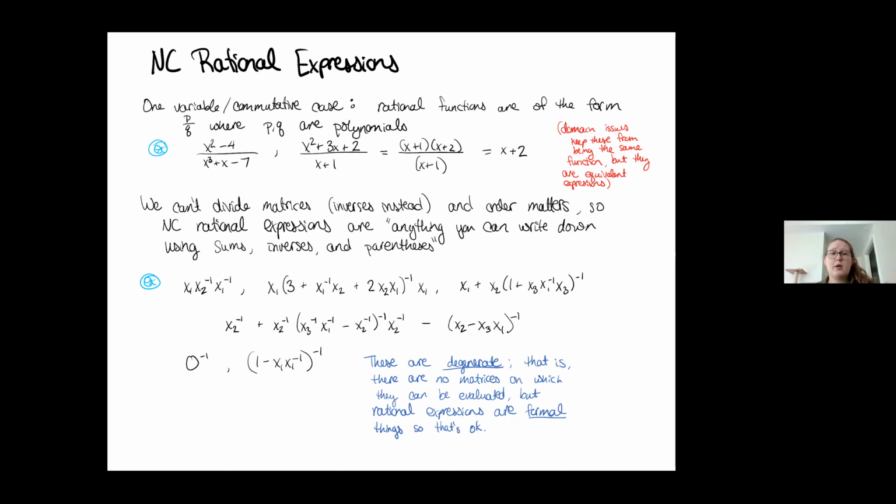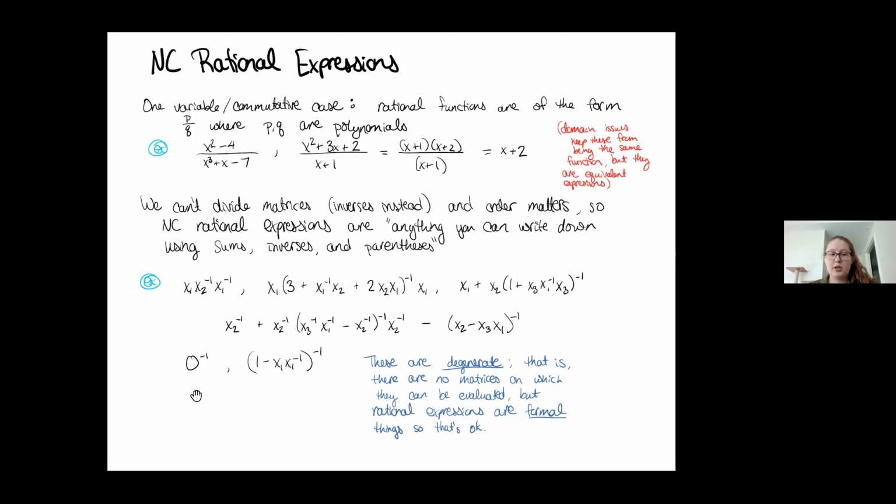Now, instead of doing polynomial over polynomial, since we now have matrices, we can't divide things and our order is going to matter. So instead, we're going to talk about our non-commutative rational expressions as anything you can write down using sums, inverses, and parentheses. These are formal objects. So this just means, can you write it down? Sweet, that's a rational expression. I have a bunch of examples here. Some of them are nicer looking than others.